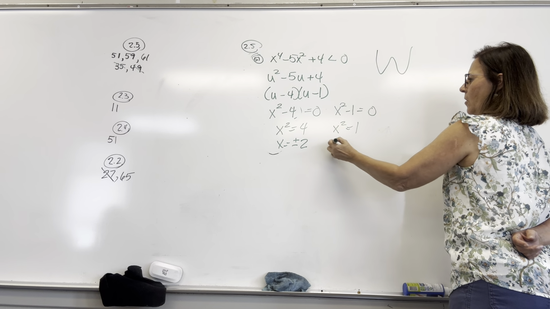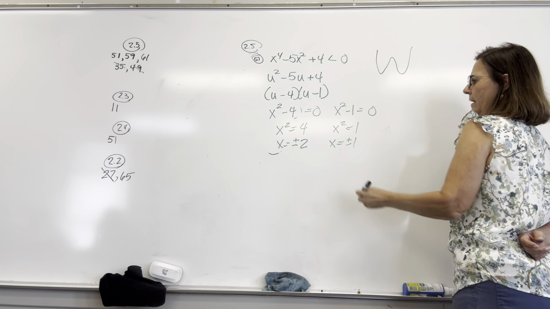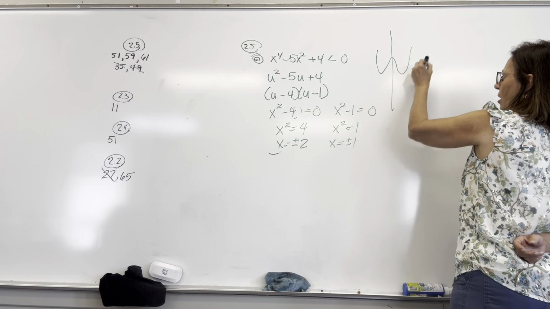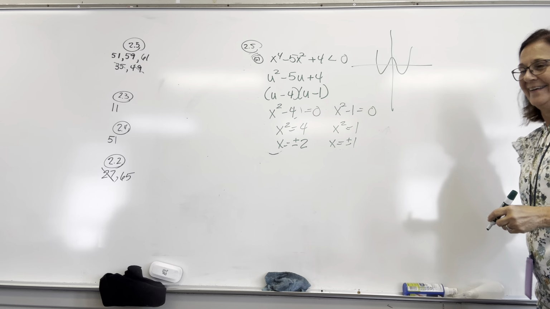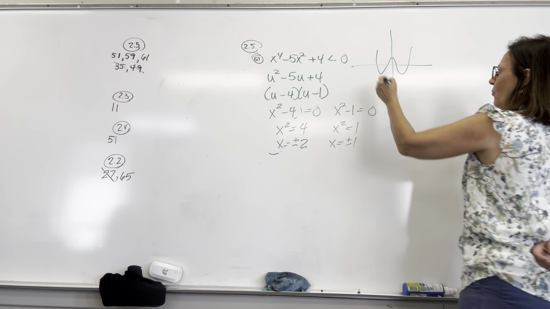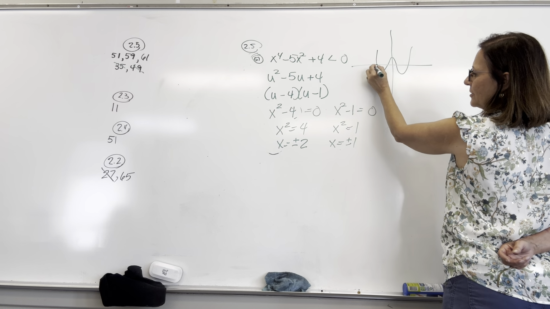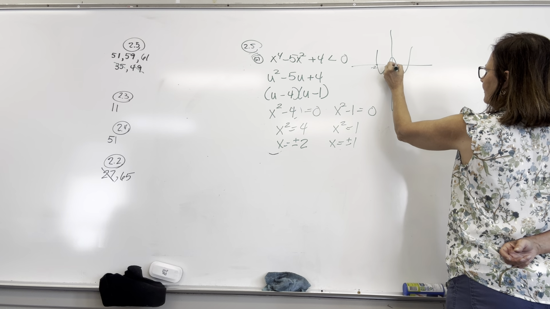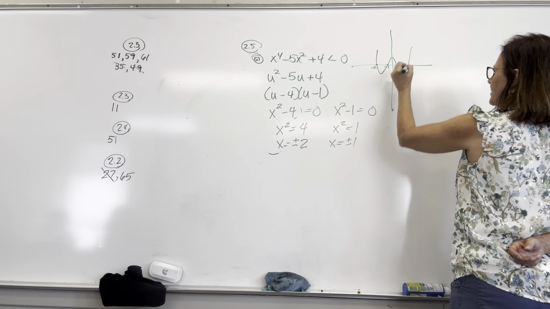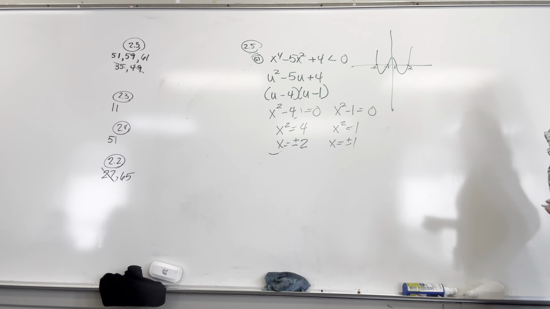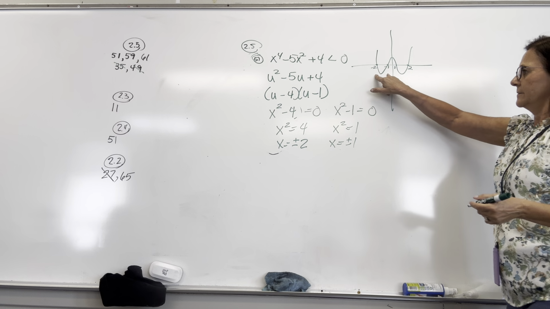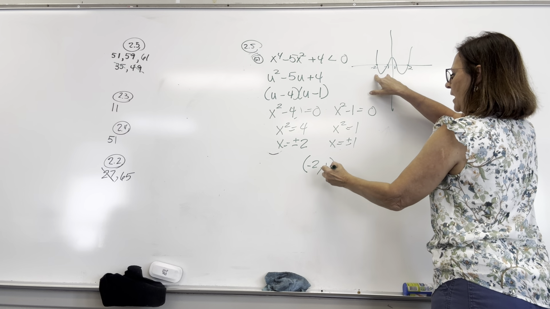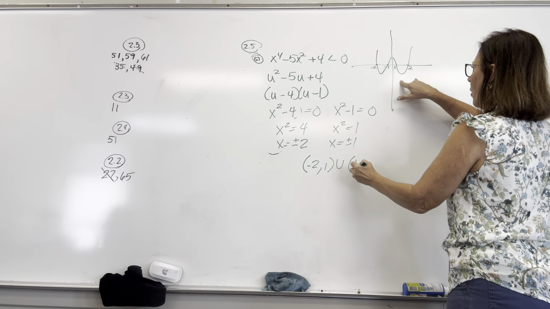X squared equals 1. X is plus and minus 1. So if I draw this, I graphed it in my calculator. Well, that should be -2, -1, 1, and 2. So it's only below the x-axis between -2 to -1 and 1 to 2.